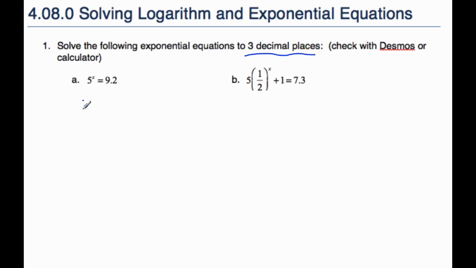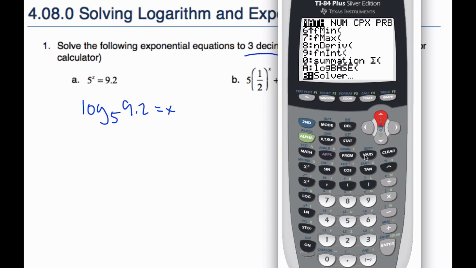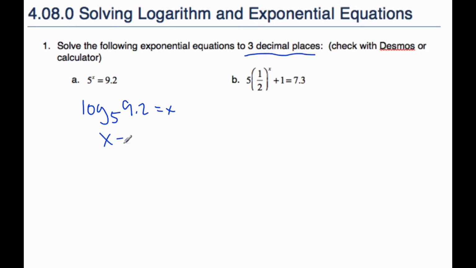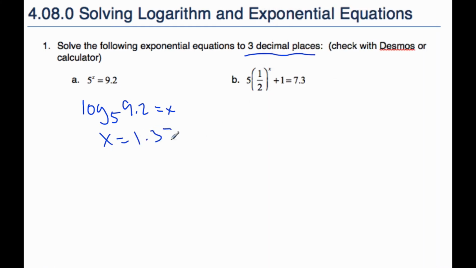In order to do it, I'm going to go log base 5 of 9.2 is equal to x. So I'm just rewriting it using logarithms. If I want to find out what that is, I know I can just go math, go back to my log base, it's 5, 9.2, and so I have x is equal to 1.379 to 3 decimal places.